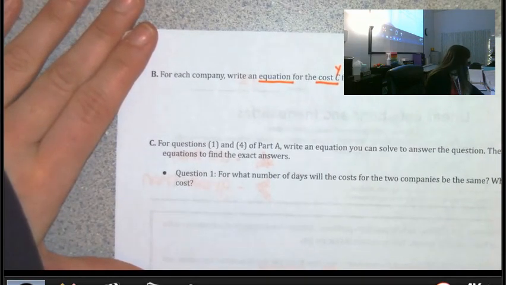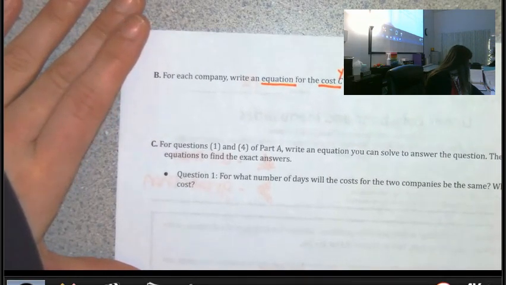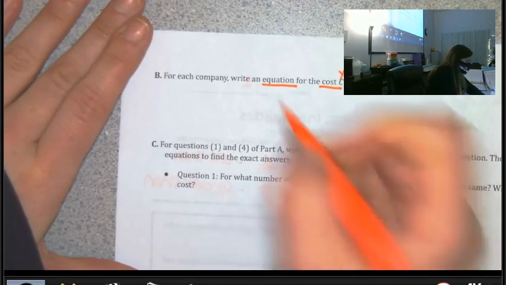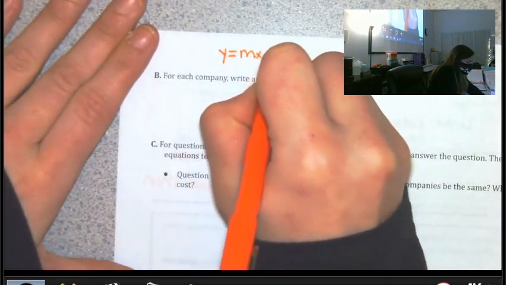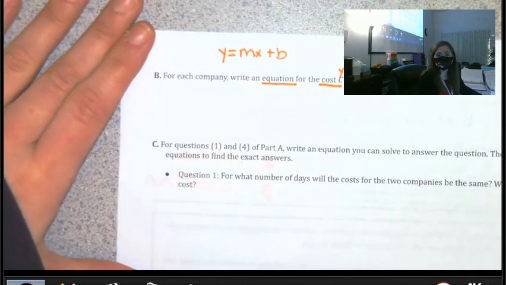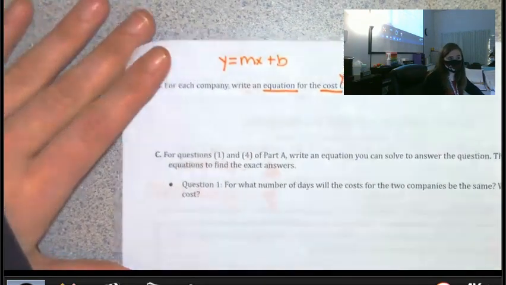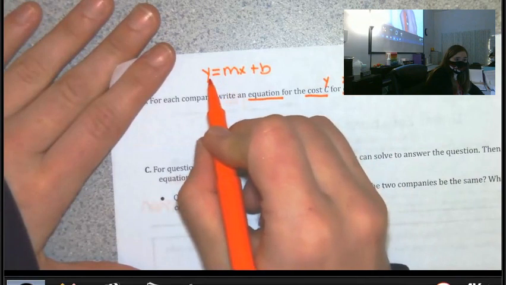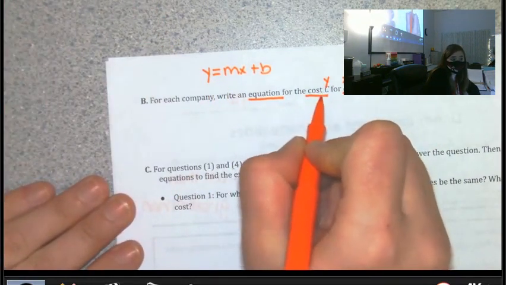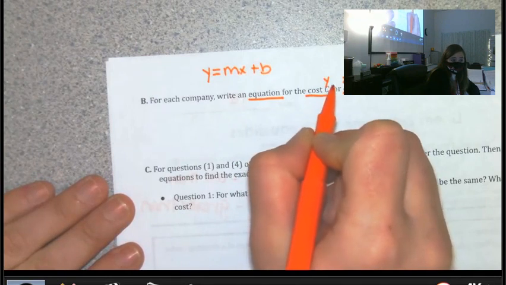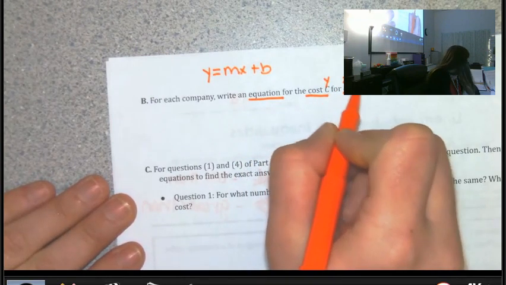Do you guys remember what the equation was for a line in slope-intercept form? What was my base equation? Y equals mx plus b. Good job, guys. Y equals mx plus b. So we're going to substitute y in for c, because you guys need to pay attention to this for your big test. When you guys take the STAAR, sometimes they'll change the letters up on you.